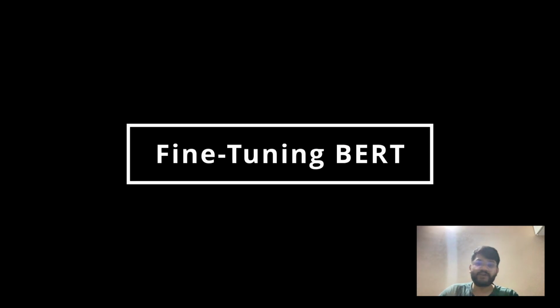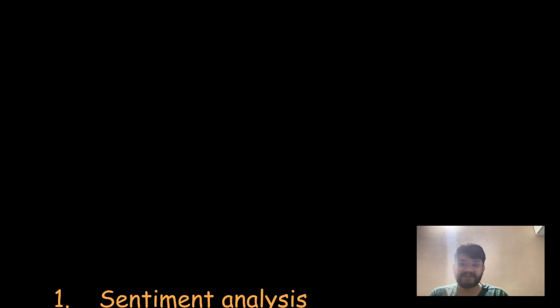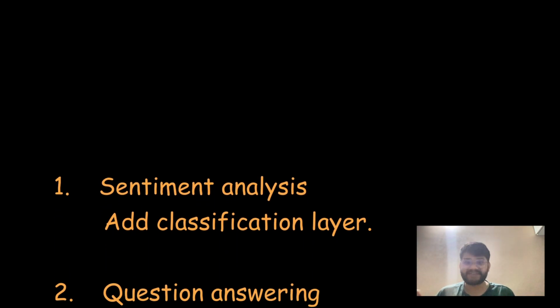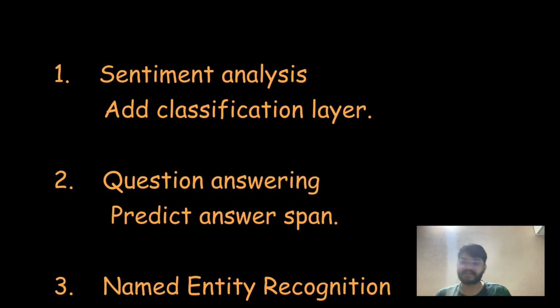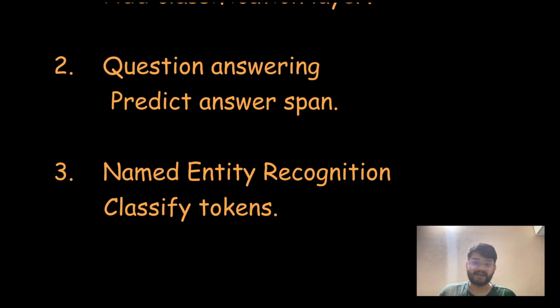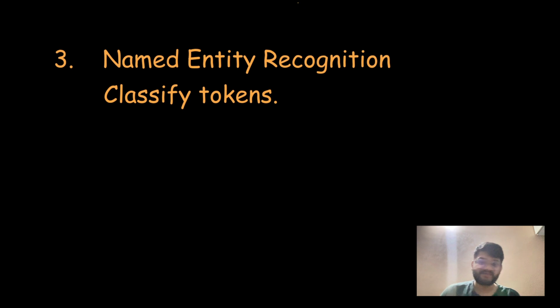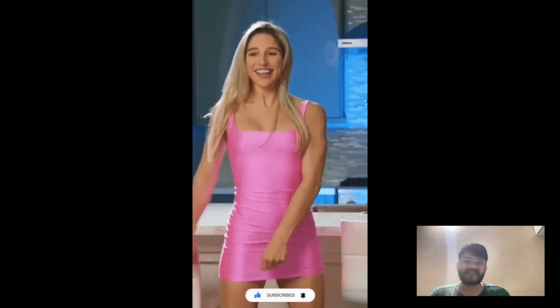Then we have fine-tuning of the BERT model. So after pre-training, BERT can be fine-tuned on specific tasks with very small modifications. For example, sentiment analysis by adding a classification layer, question answering for predicting the answer span, and named entity recognition for classifying tokens. This flexibility is why BERT became one of the most widely used NLP models.